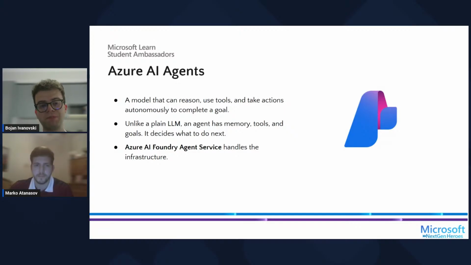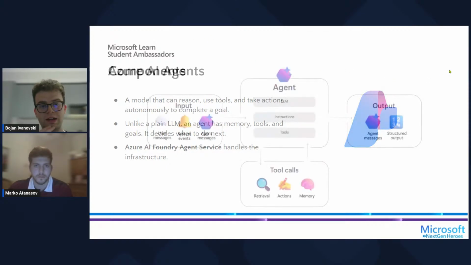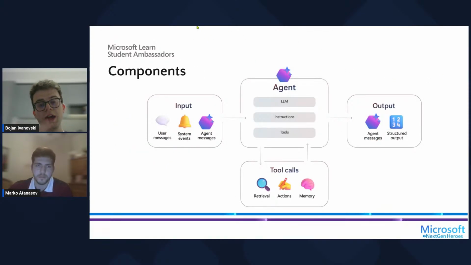So now I would like us to see what's actually inside an agent, the basic components. I think this image is a really nice representation of what an agent really is and what an agent really does. Also, we can clearly see the components here. We have three layers. First is the input. This is what the agent receives. It could be user messages, system events, or even messages from other agents.